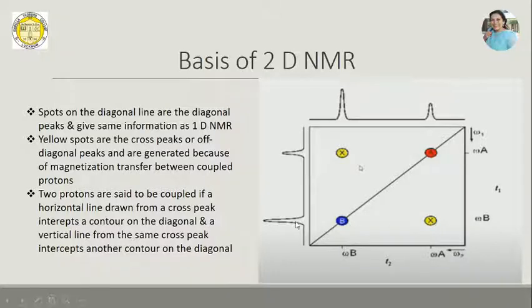Now, what are these contours? Because I am using the term contour, but you are looking at dots. These are all schematic drawings which I am using to explain 2D. When you look at the actual 2D NMRs, these will look like small contours. All the peaks will appear as small contours. You will see them later on.